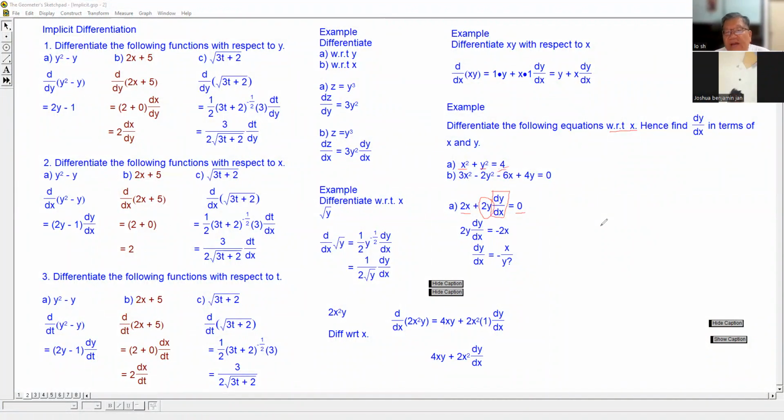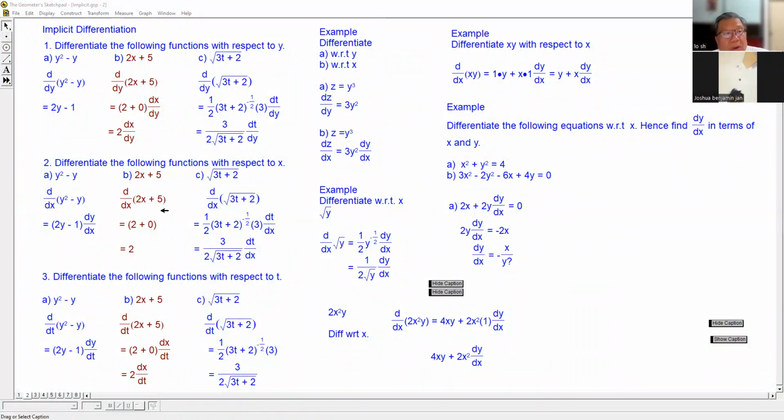So actually, if they ask you to differentiate, this is the answer already. But the question says, find dy dx. So from this equation here, we have to find dy dx. Now, how to find dy dx? You move the 2x over, become negative 2x. We want to make dy dx the subject of the formula. So this 2y, you must bring over to the other side.